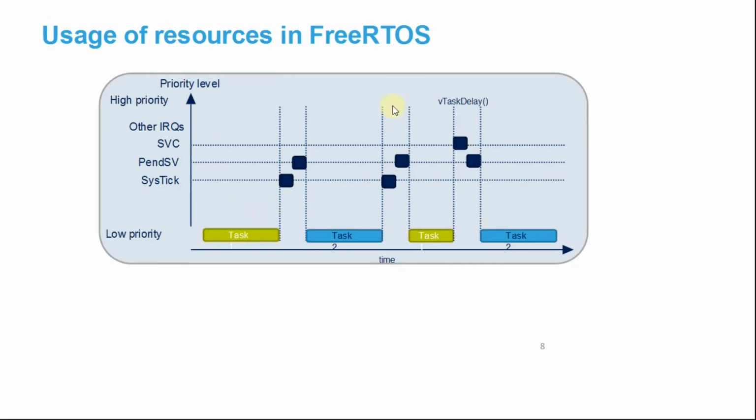For all OS suspended calls, the SVC interrupt will be called by the scheduler. Based on that, the execution of the particular task will be suspended. This is how the FreeRTOS uses the different resources to execute the FreeRTOS application without having any issues.